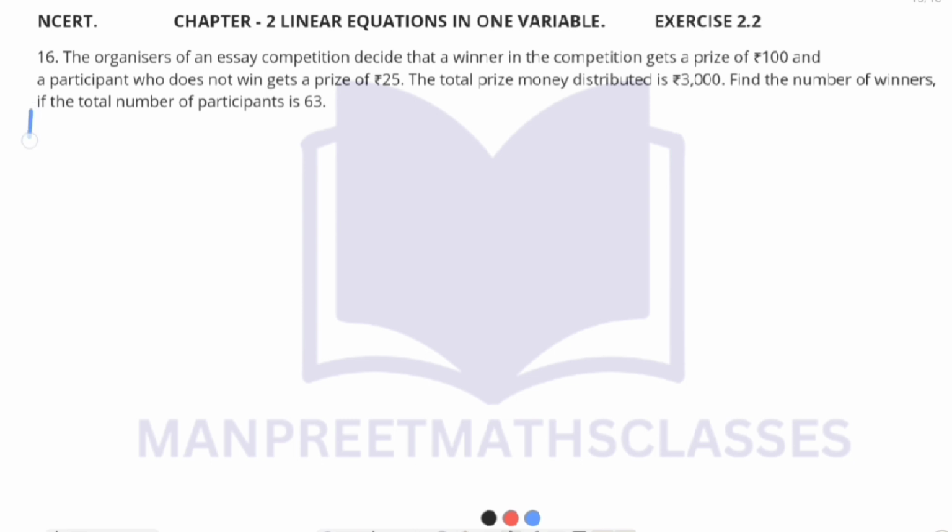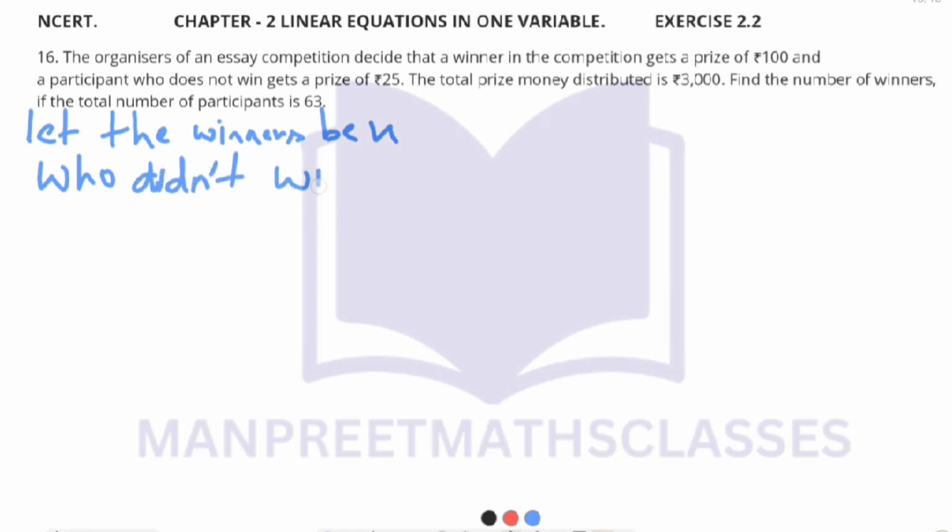तो हम winners suppose कर लेते हैं. Let the winners be x. अगर winners x हैं तो the participants who did not win वो जाएंगे 63 minus x, because total 63 है. x जीते हैं तो जीतने वालों को minus कर दो, बाकी बचे हुए losers होंगे. अमाउंट निकाल लेते हैं.